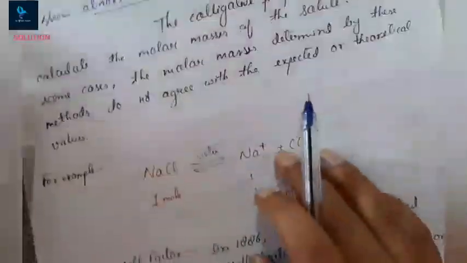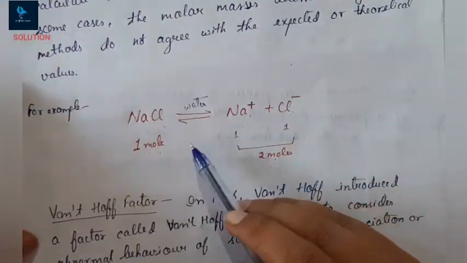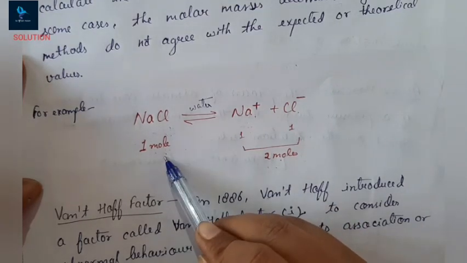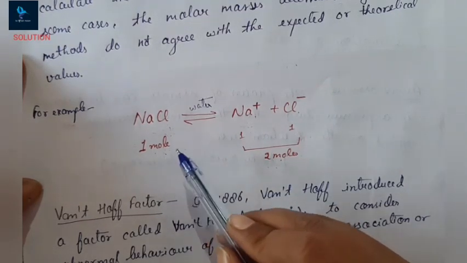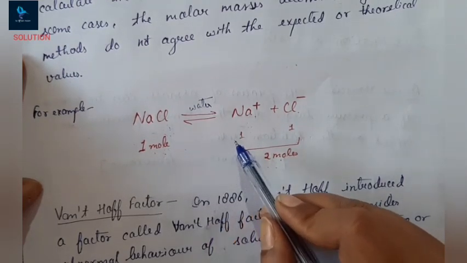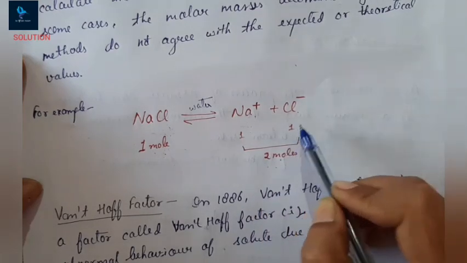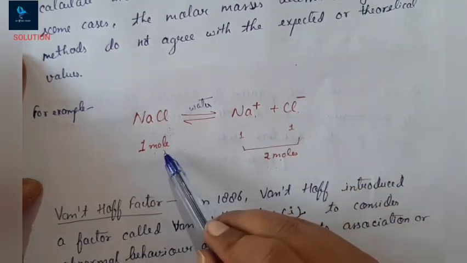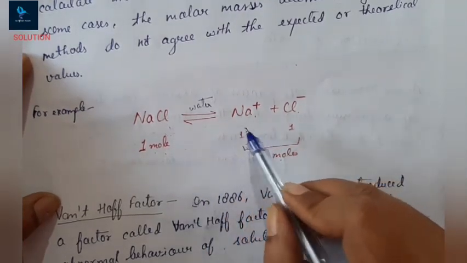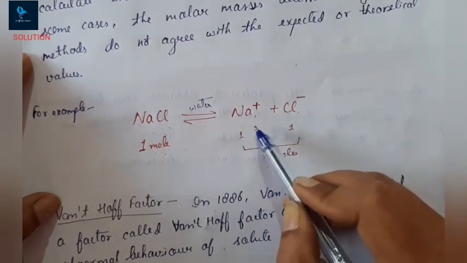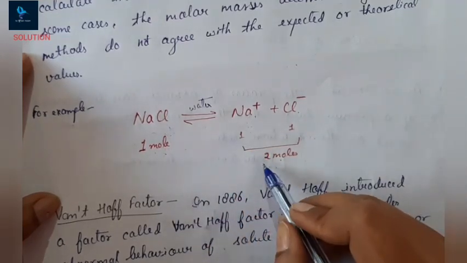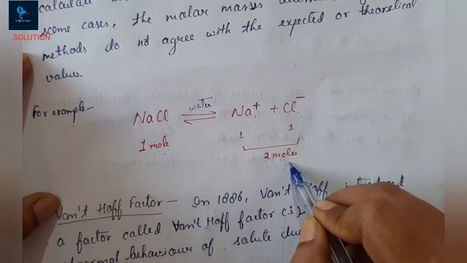Let us assume an ionic molecule, that is NaCl. We took 1 mole of NaCl, and you already know that any ionic molecule when dissolved in water dissociates into ions. Here 1 mole of NaCl dissolved in water dissociates into two ions, Na plus and Cl minus. Here is the 1 mole, but after dissolving it changes into 2 moles.